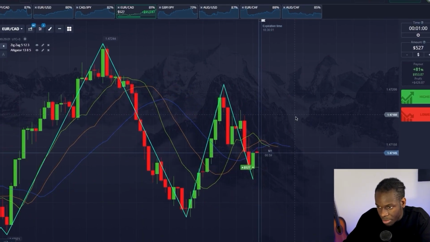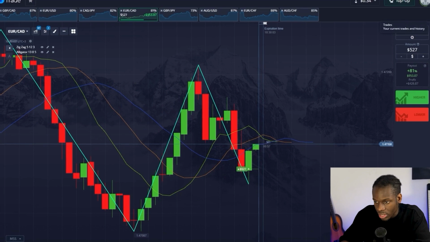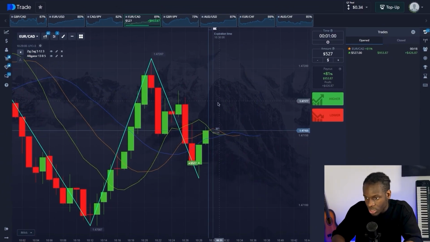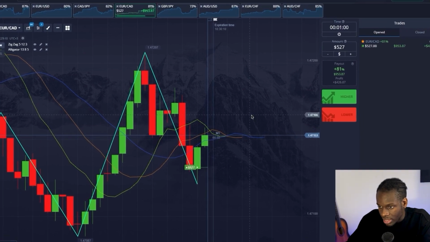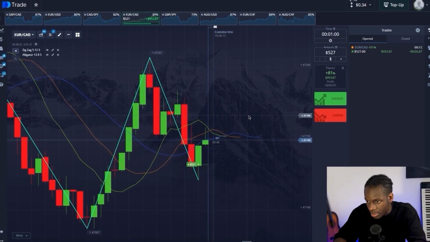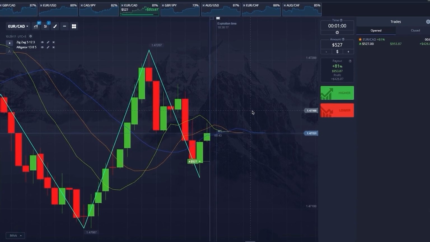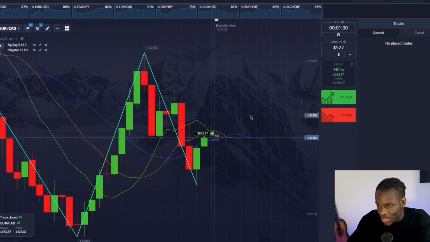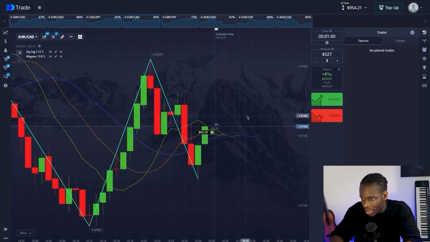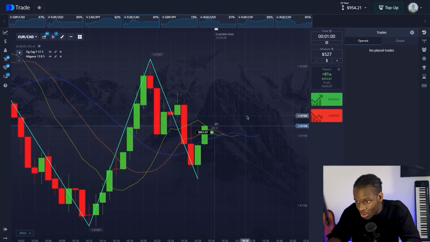And so now, even better, we can see the price crossing over the Alligator lines, which is just a stronger confirmation for this trade. We have about 10 seconds left. Let's see how it goes, guys. Sweet. So we're in profit again, guys. So that's 3 in a row. Right now we're almost at $1,000.